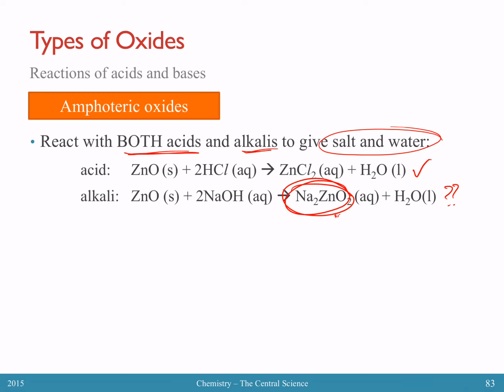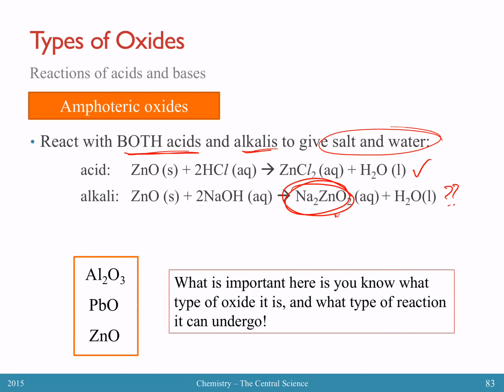So the three examples again that you need to know are aluminium, lead, and zinc oxide. Memorize this. What's important here is you need to know what type of oxide it is. When I give you an oxide, you must be able to categorize it and tell me, oh, this one only reacts with base, or that one only reacts with acid, or this one reacts with both acid and alkali. You must know what type of oxide it is and what type of reaction it can undergo.